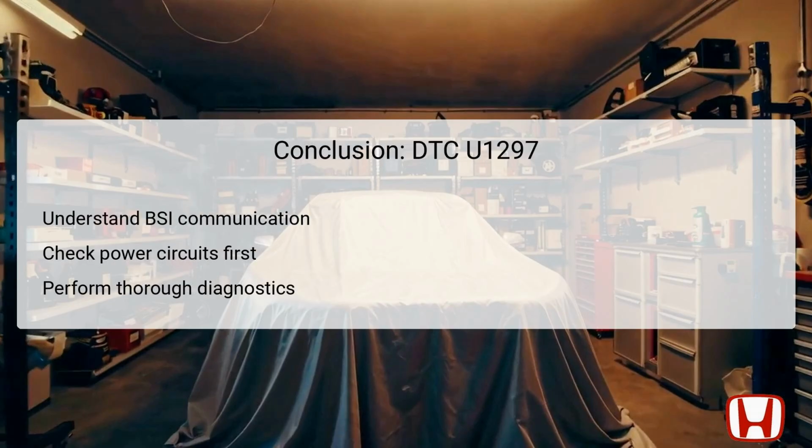In summary, DTC U1297 signifies a communication failure between the left and right BSI radar units, prompting the need for proper diagnostics and repair. Understanding the function of the blind spot information system helps in recognizing the importance of timely responses to such issues. Checking the power and ground circuits should be the first-line action before delving deeper into the diagnostics.